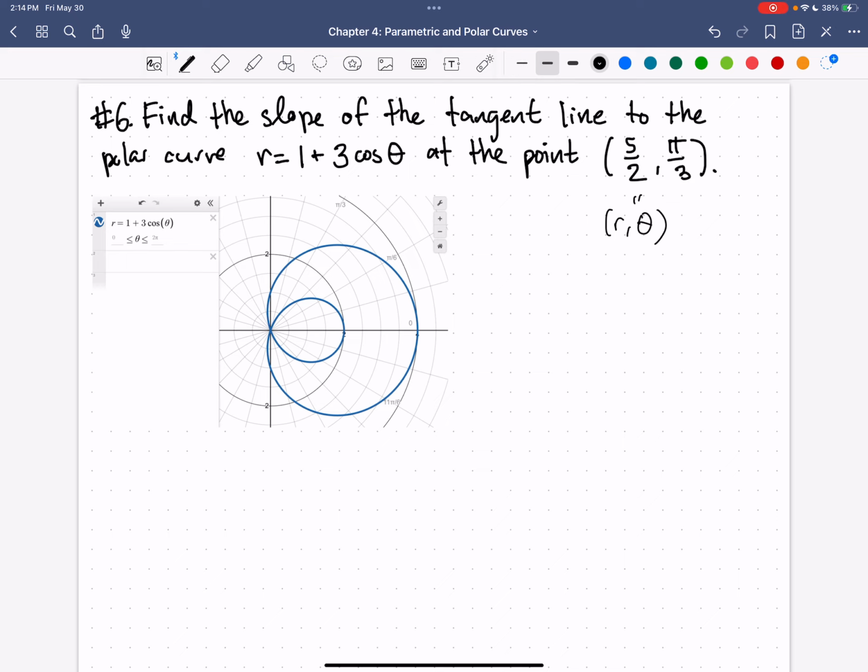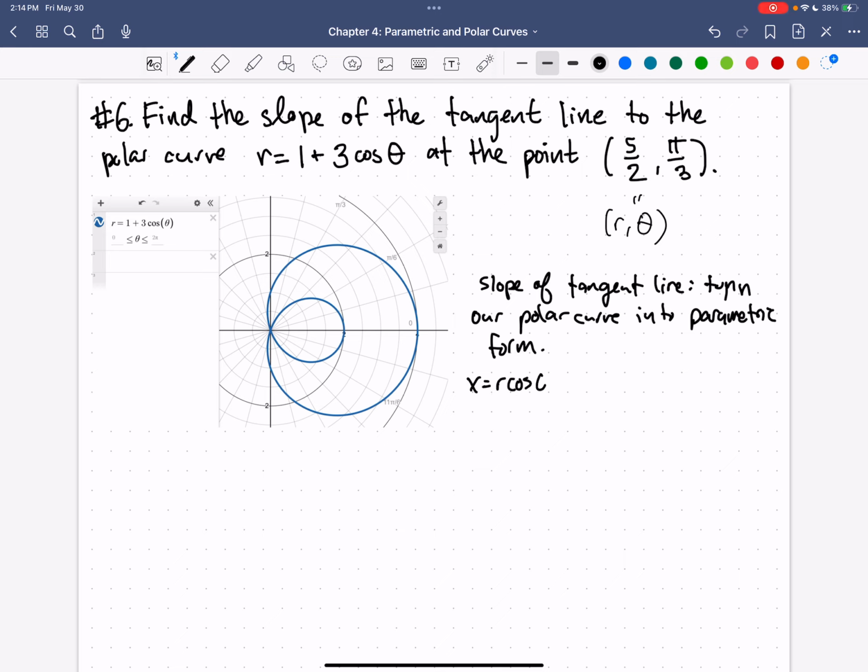We did one like this in class. For finding the slope of the tangent line, we want to turn our polar curve into a parametric form. For that, we use that x is equal to r cos theta. Here, r is 1 plus 3 cos theta. So we go 1 plus 3 cos theta times cos theta. And then y is equal to, or actually I'll expand that out.